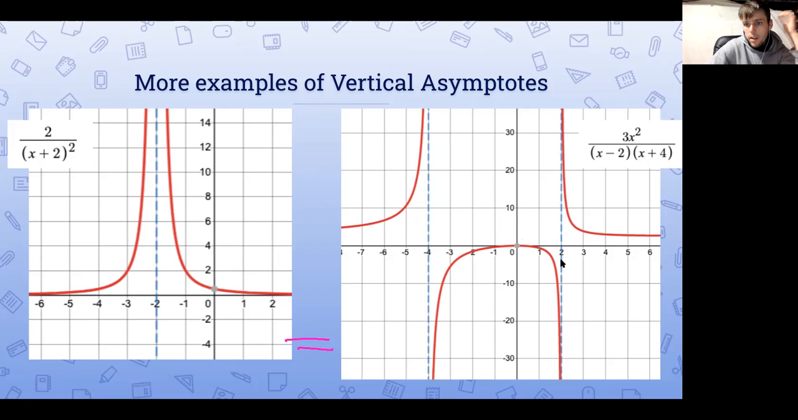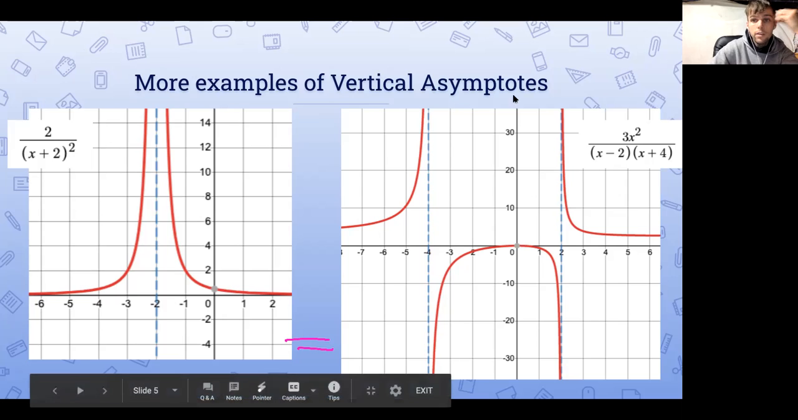And you can see those are the numbers that would make our denominator equal 0. So if I put a 2 in here, 0 times 6, this is 0. If I put a -4 in here, -4 plus 4 is 0 times -6, yeah, 0. So it's undefined there, and the graph is growing without bound, decreasing without bound at those particular x values.